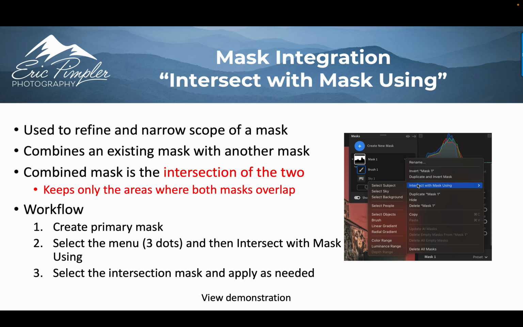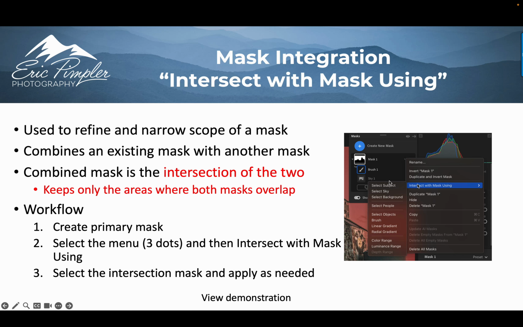The workflow here is to first create a primary mask, and then from there, you select the menu for the primary mask that you just created, and then you select intersect with mask using. You can see an example of that on the right-hand side of my screen. In this case, mask 1 is your primary mask. If you select the three dots out to the right-hand side of that, there are three little dots out here to the right side. If you click on that, you'll get a context menu that pops up. What you're going to do there is select intersect with mask using, and then some other mask type.